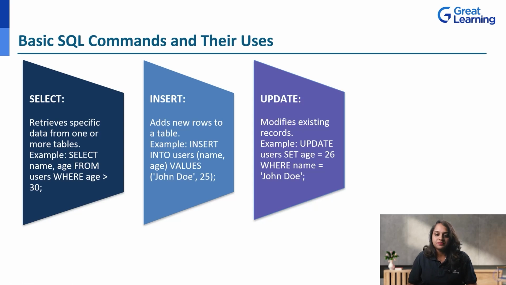Next is your update. It modifies an existing record. Suppose your age is 30 there and you want to make it 31 next year. You can update that age to 31 by using this query, that is update. So UPDATE users SET age = 26 WHERE name = 'so and so'. So you will be updating the age to 26 where the name is John.